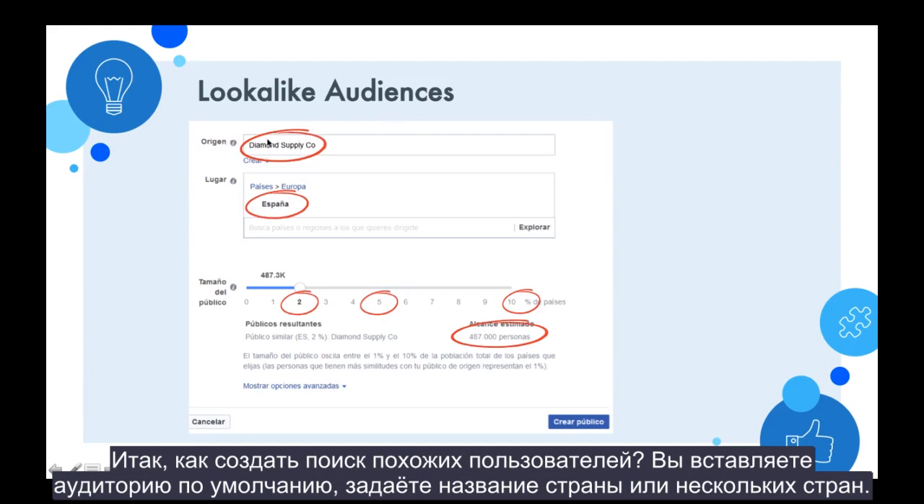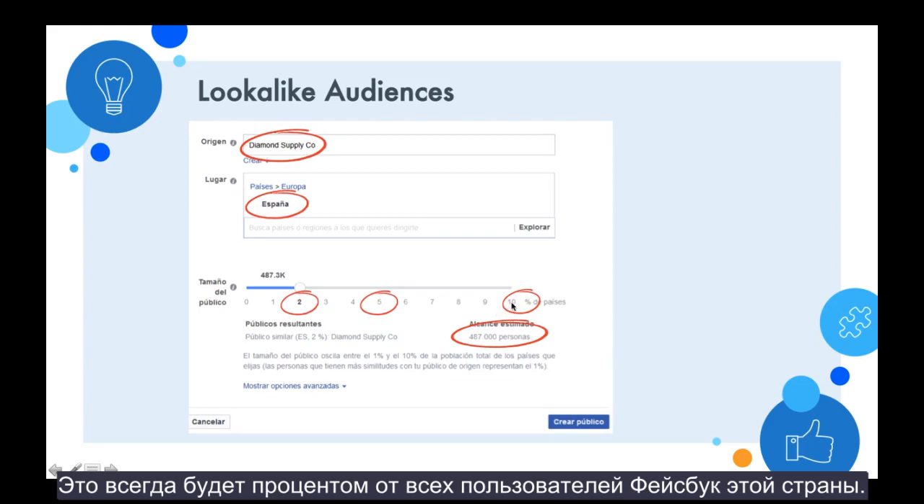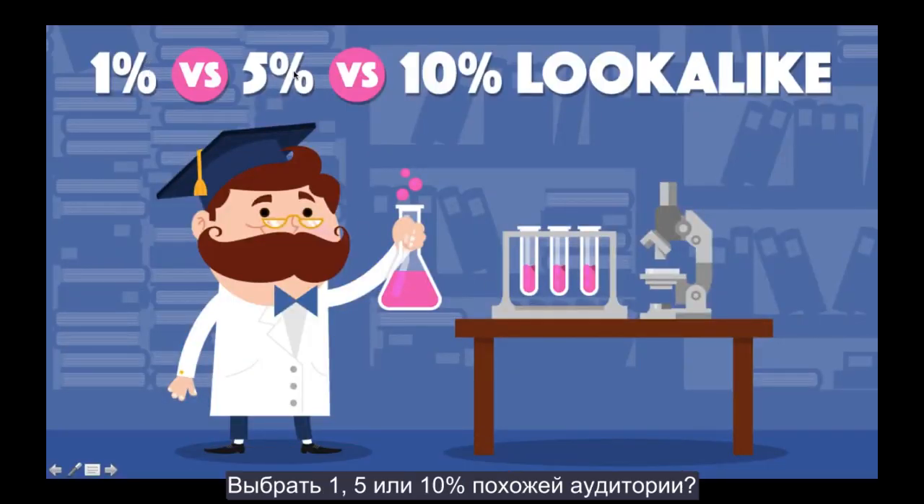So how to create it? You apply the custom audience, then apply one specific country or several, whatever you want, and then you choose between 1 and 10%, whatever suits you the best, okay? And this number will always be the percentage of the entire Facebook population of this country. So now the question is, which one would we recommend? A smaller one, the medium one, or the largest one, right? So 1, for example, or 5 or 10% lookalike.